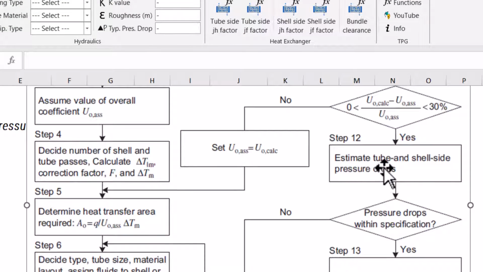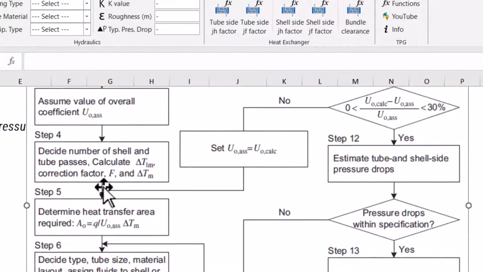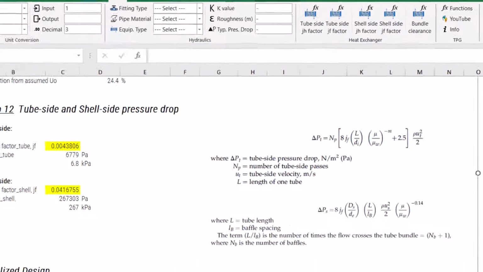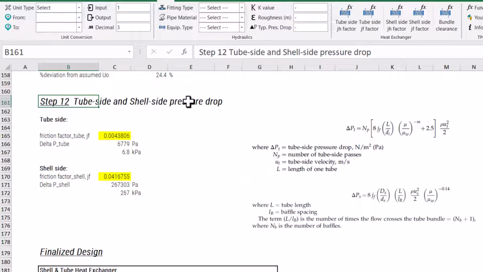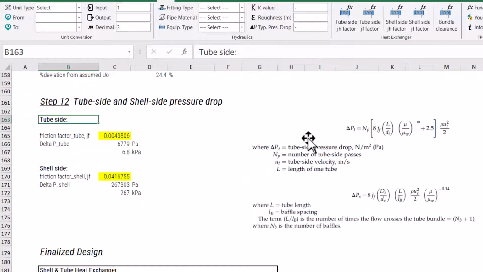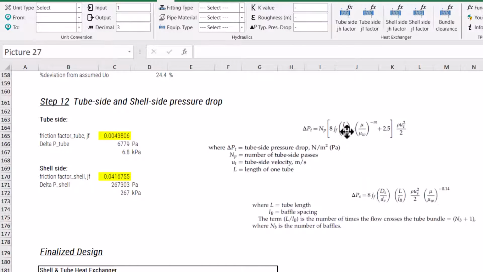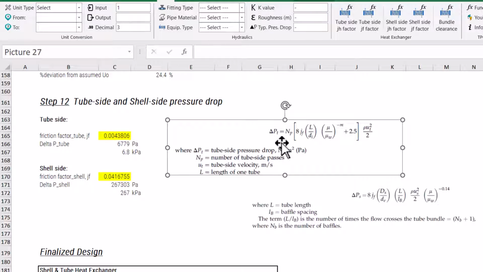Here we need to estimate the tube and shell side pressure drops. So coming to this section here in the Excel sheet, the tube side and shell side pressure drop. On the tube side, to calculate this pressure drop, we have a dedicated formula that you can see, and it requires a good amount of inputs. One important piece of information that makes this calculation cumbersome is the use of a graph, that is the JF factor graph. Luckily it is also digitized here, so we can use it.